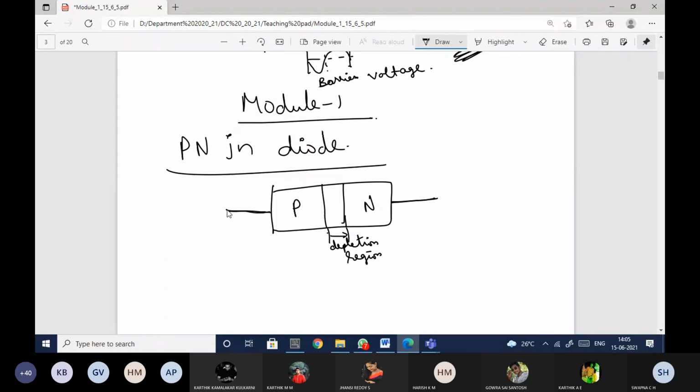The lead connected to P is said to be the anode, and the one connected to N is said to be the cathode. These are nothing but the leads, in the sense of connecting wires. So this is your anode and this is your cathode.